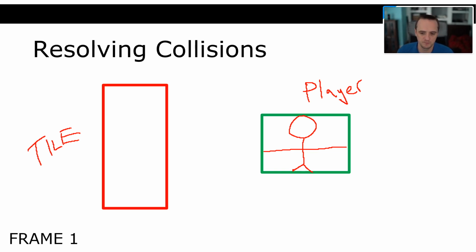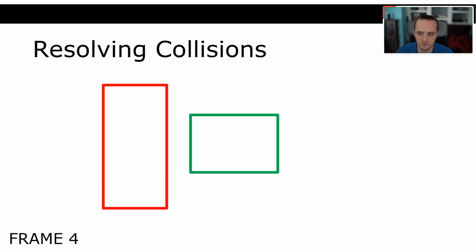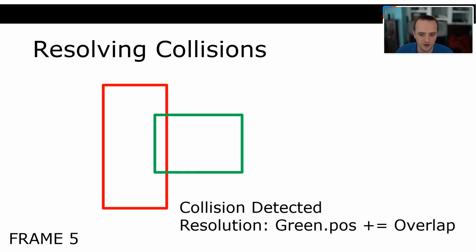So here's the position on the first frame, and let's just say that this player is moving to the left. The entity with this bounding box is moving to the left, and eventually it's going to collide with this tile. On the second frame, it's here. The third frame, it's here. The fourth frame, it's here. And on the fifth frame, there's a collision detected, right?